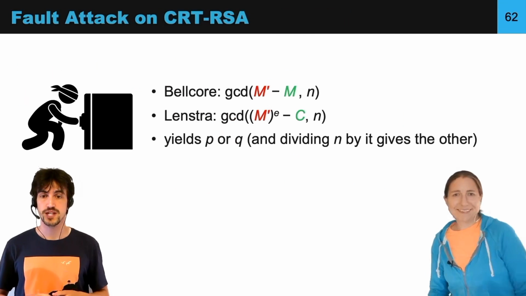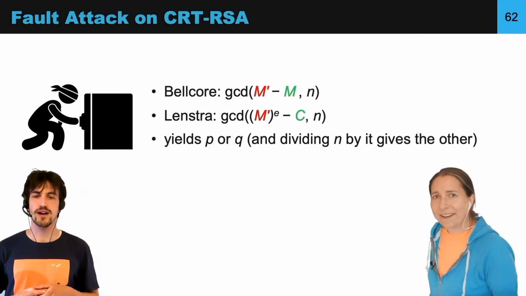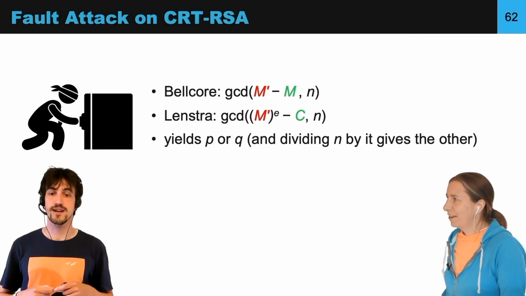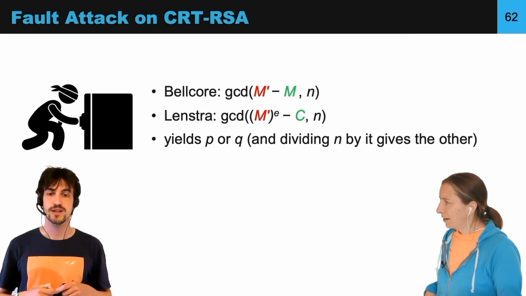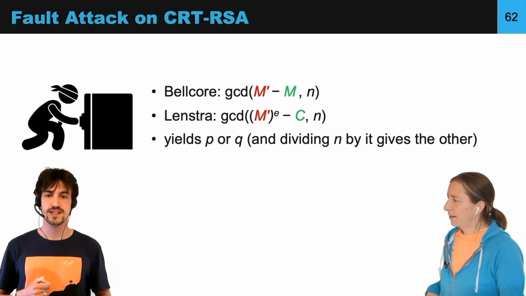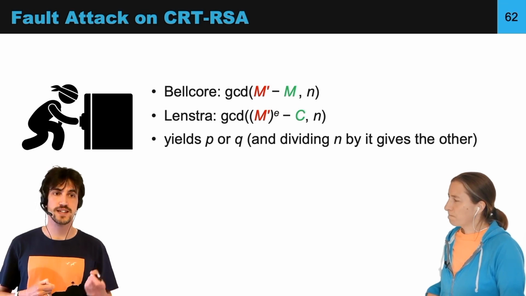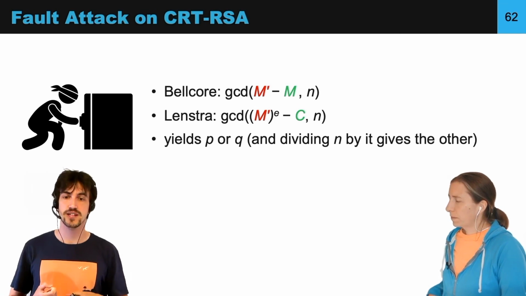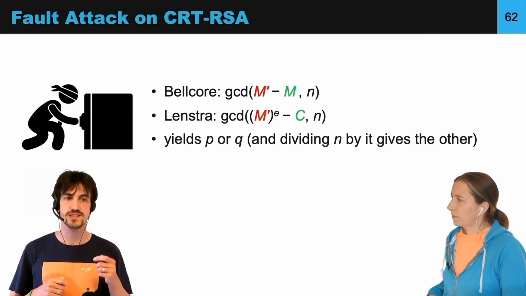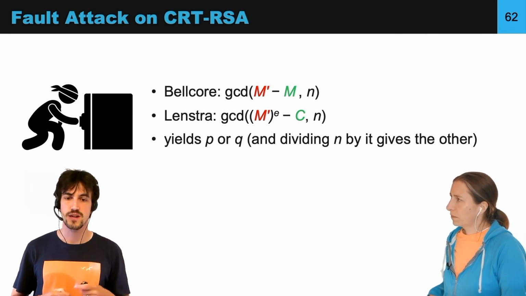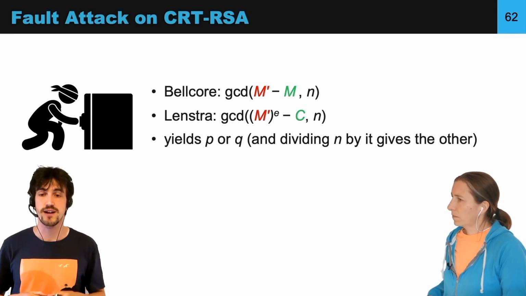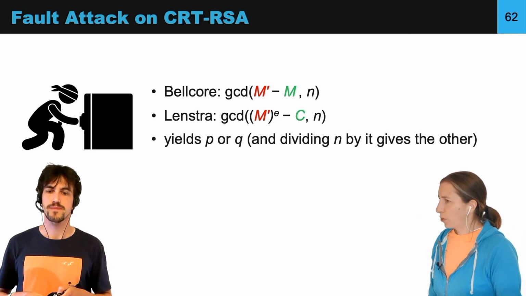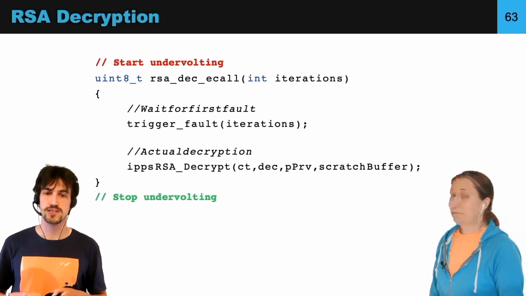Just before I show the actual demo, there are two ways to recover one of the prime factors from a faulty decryption. One is called the Bellcore attack, which needs the decryption once valid and once faulty of the same ciphertext. The other, optimized variant is called the Lenstra attack, and that can work with a single faulty decryption, which is great if there's some randomization in the scheme. So we only need to get one fault to be able to get the private key out. Correct. So let's look at an example.